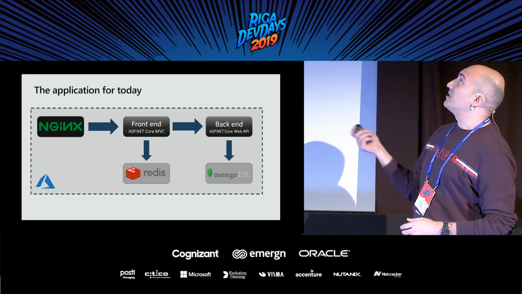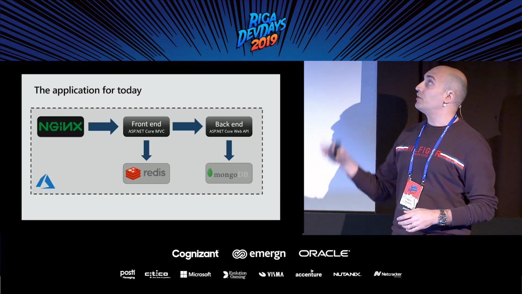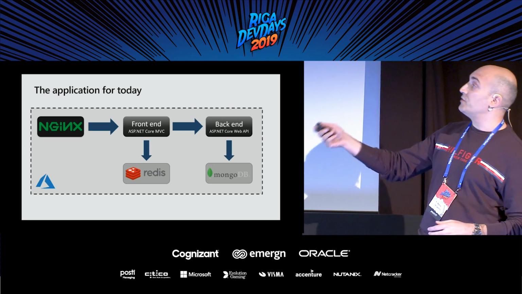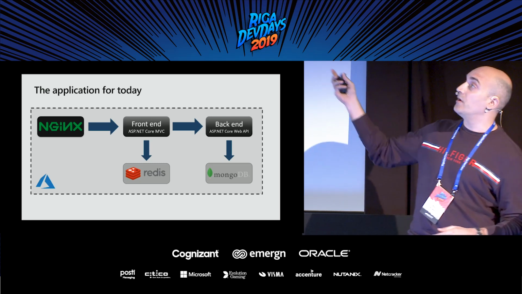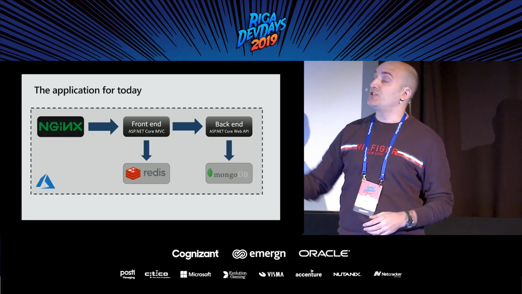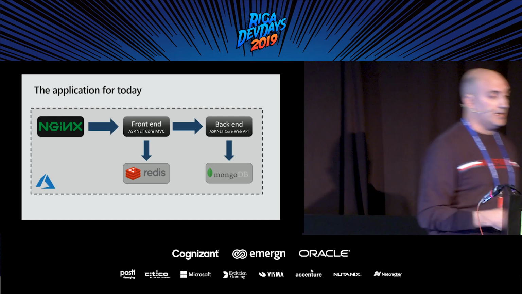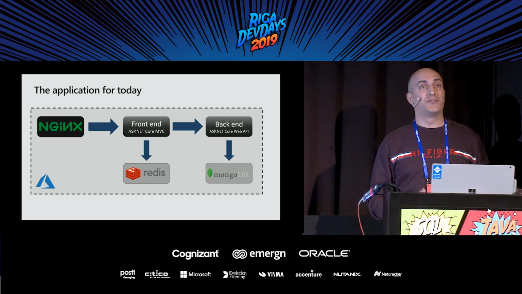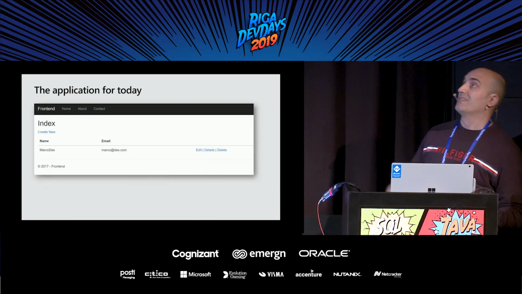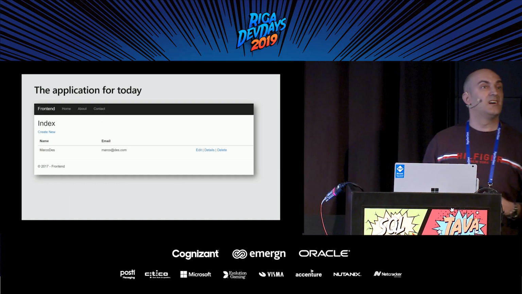And it has a front end and a back end. They're both written in ASP.NET Core, and we see on the front end Web API. They're using Redis and Mongo, and we want to use Nginx as a reverse proxy because we don't want to expose Kestrel directly onto the internet. What is it that the application does?